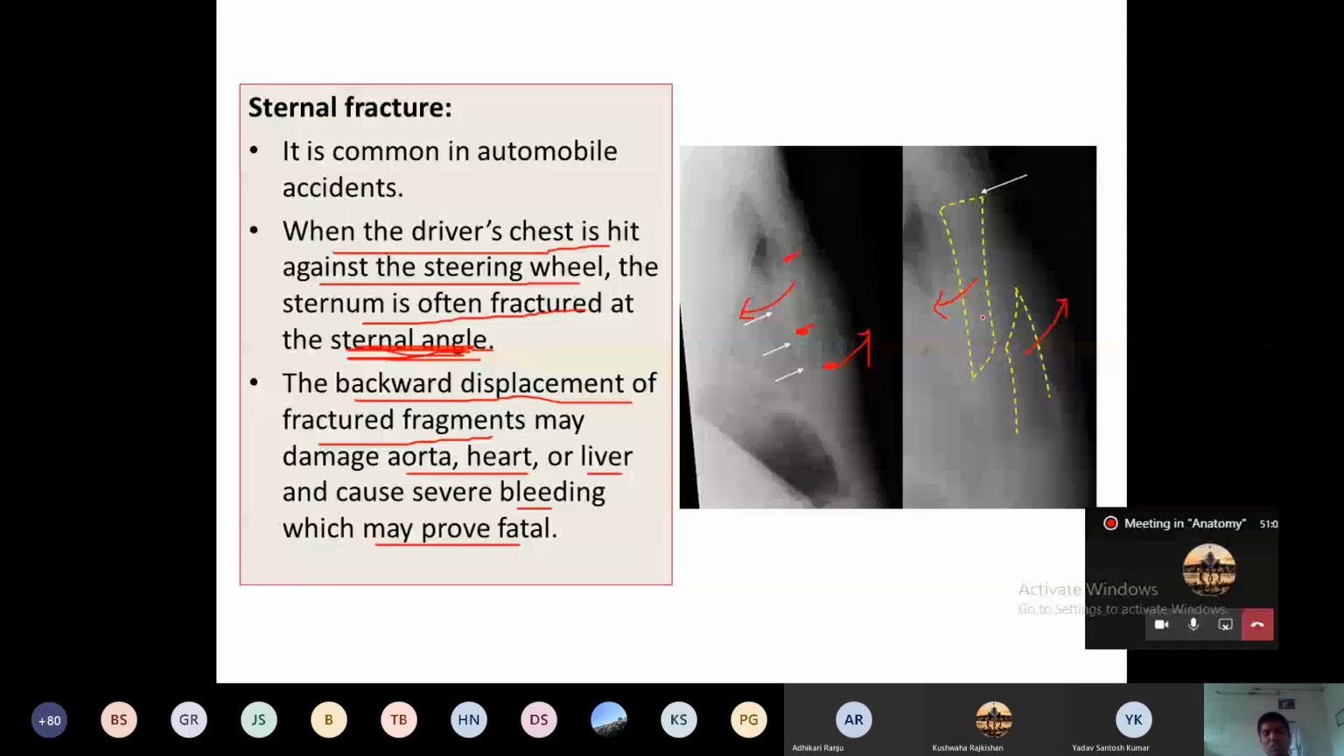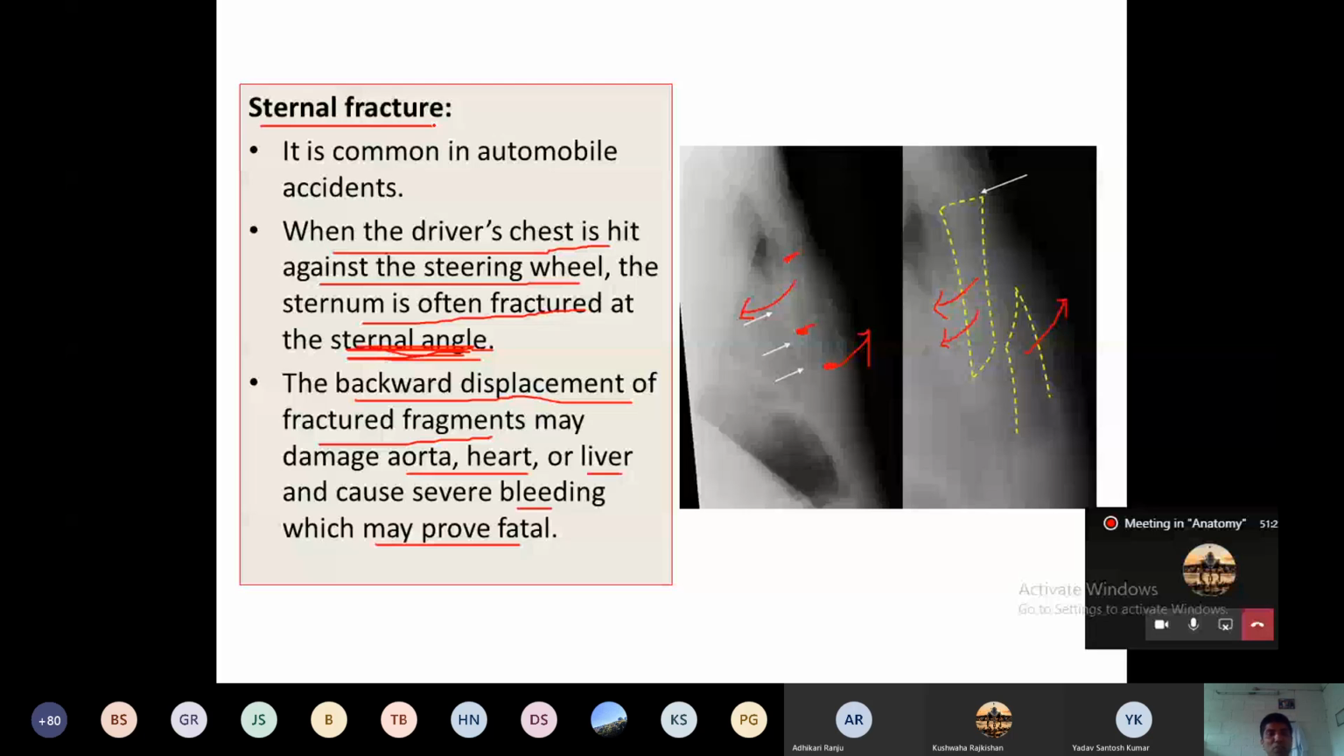and tear the pericardium, and even may compress the heart. So it may damage such vital structures, and because of direct damage to these vital structures, there may even be loss of life in this condition. Okay, sternal fracture.